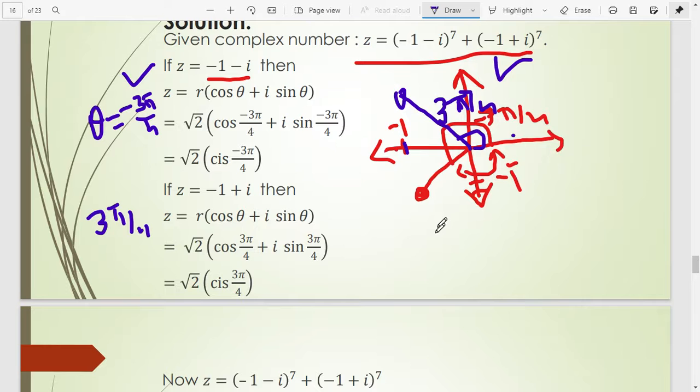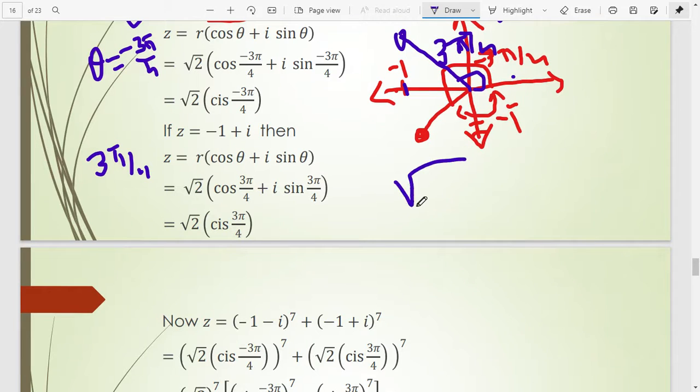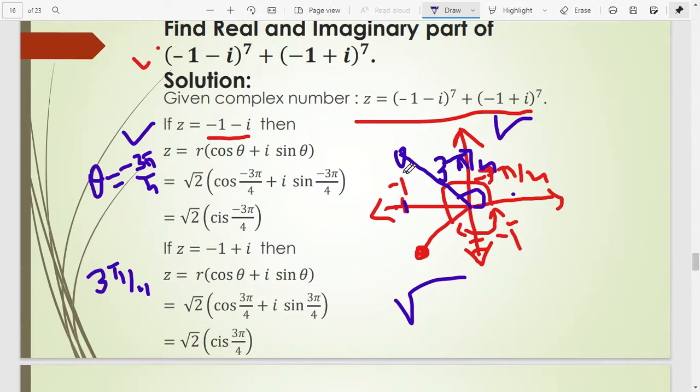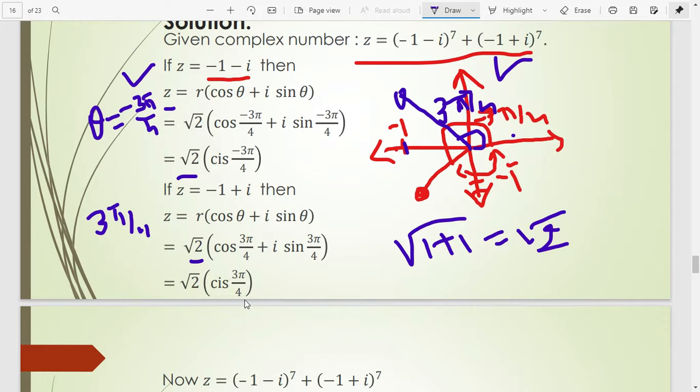And r is equal to under root x square plus y square. So x is equal to -1, square is equal to 1, and y is equal to -1, square is equal to 1. So 1 plus 1 is equal to under root 2, and for this r is equal to under root 2. So we get z is equal to under root 2 cis minus 3 pi by 4 and under root 2 cis 3 pi by 4.